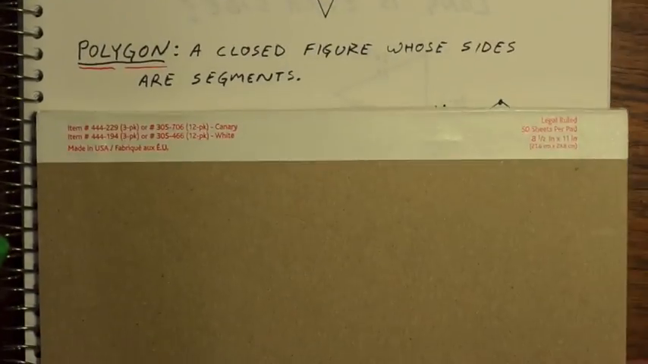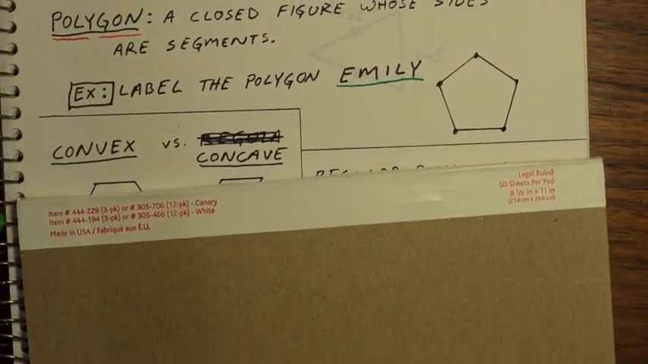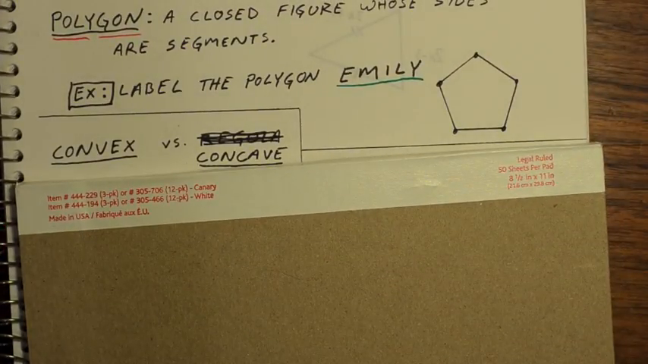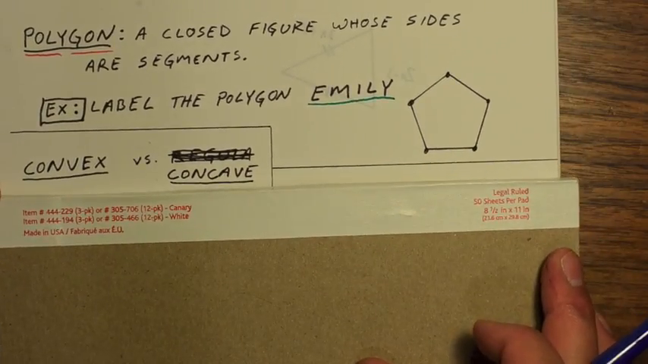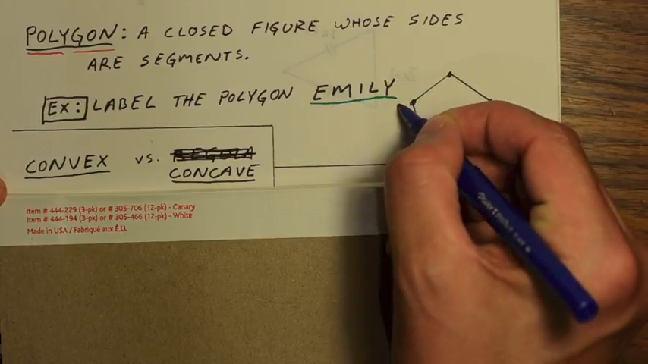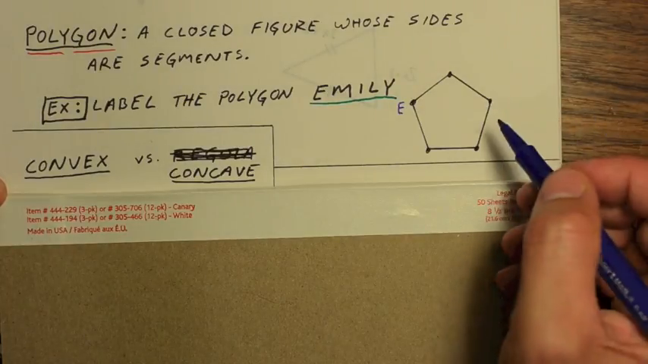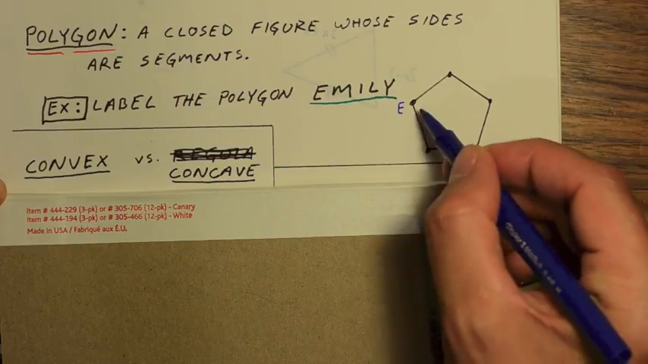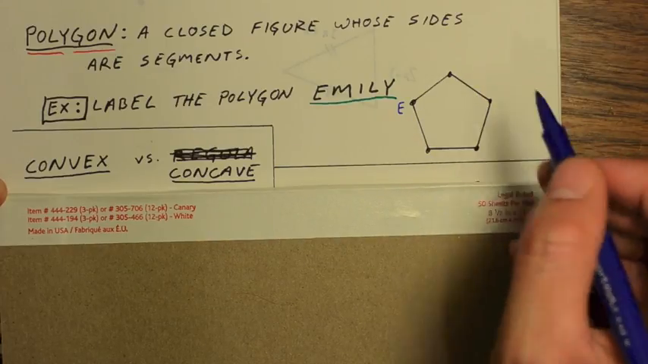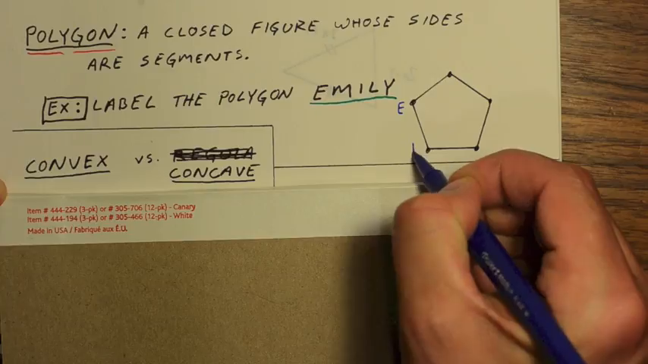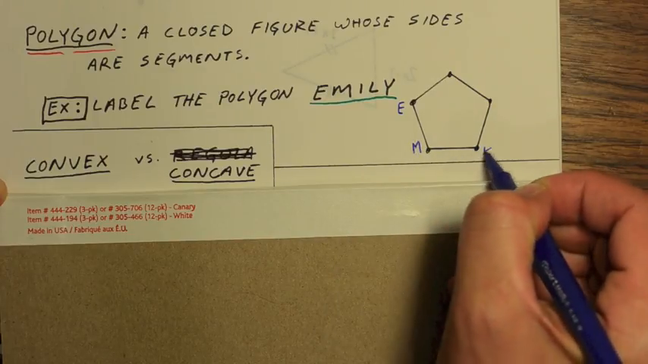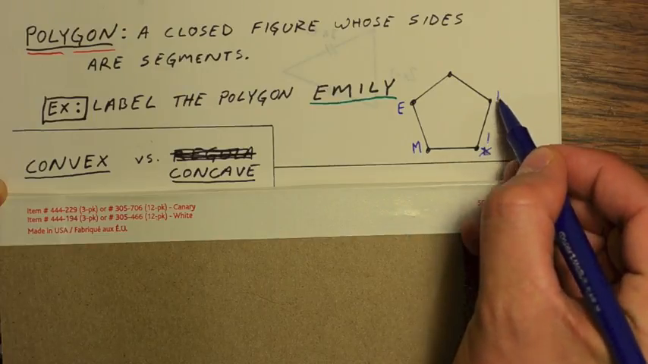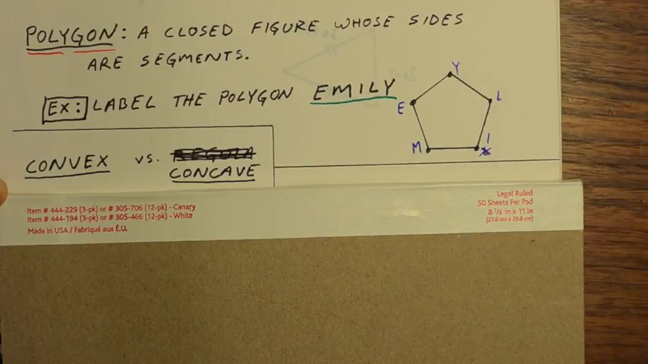Next classification deals with, well, first let's label this polygon here. We'll call it Emily, E-M-I-L-Y. I can choose where I want to put E. It doesn't matter exactly where. Maybe I'll put it right here. And now I can either choose to go clockwise or counterclockwise. Again, that choice is mine. Maybe I'll go counterclockwise. M-I-L-Y. So that would be labeling a polygon Emily.